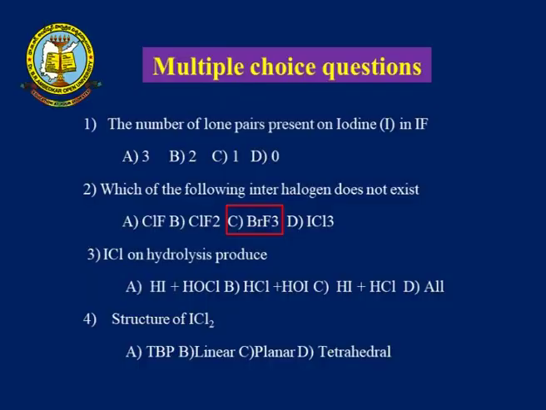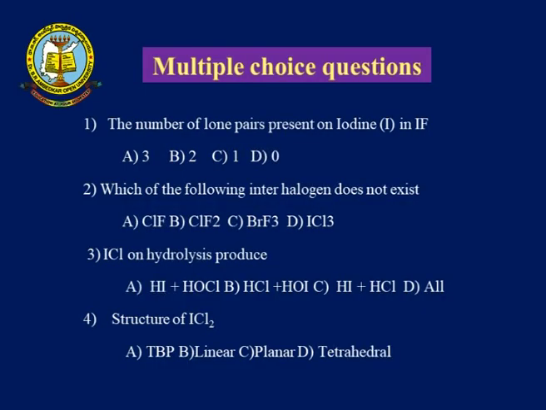Therefore, the right answer is B. Right. The next third one is another very important question. The ICl on hydrolysis produces what? Just now I told you, any interhalogen when dissolved in water produces 2 types of acids. One is a hydroacid, the second one is an oxyacid. If you take an interhalogen, the more electronegative halogen gives the hydroacid and the less electronegative halogen gives the oxyacid.